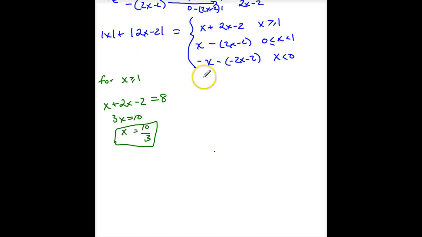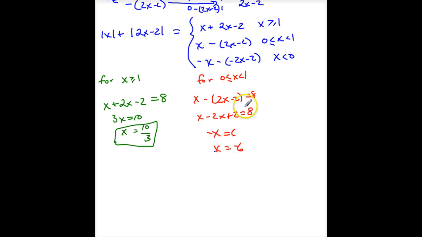Let's go to x between 0 and 1. I have x minus 2x minus 2 is equal to 8. So this is x minus 2x plus 2 is 8. So I have minus x is equal to 6, or x is equal to minus 6. Now minus 6 is not in 0 to 1, so this is not a solution. That happens. Now finally, let's look at this last region.